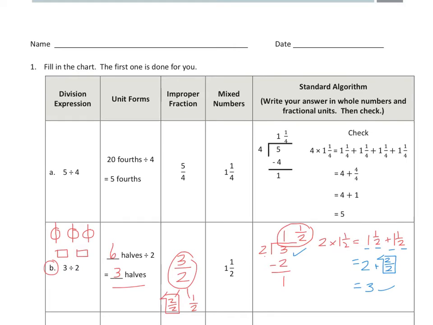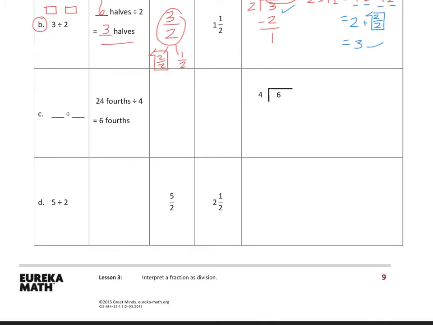All right, let's go down to 1C. All right, so 1C, we're missing the problem. We have the unit form right here. We're missing all of the stuff in the middle, and we have the little long division. Let's actually start backwards, start with the last one, and work our way backwards. Sometimes that helps us. So let's go ahead and say, okay, how many times can 4 go into 6?